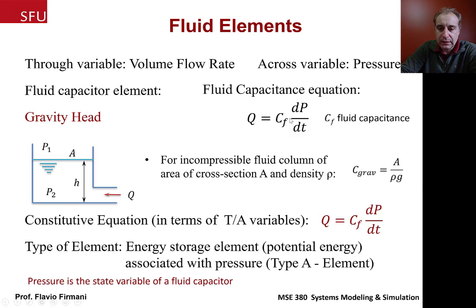The fluid capacitance, in this case, can be derived in terms of the cross-section area of the tank divided by rho, which is the density of the fluid, times gravity. And the constitutive equation is the same one. The flow rate is going to be equal to the fluid capacitance times the time derivative of pressure. And this is again a type A element where pressure is the state variable.